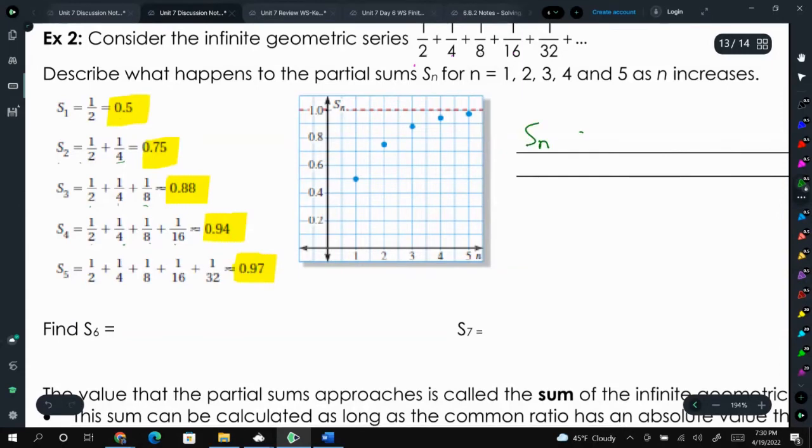S of n seems to approach the number 1 as n increases.